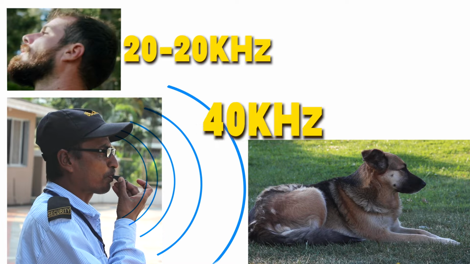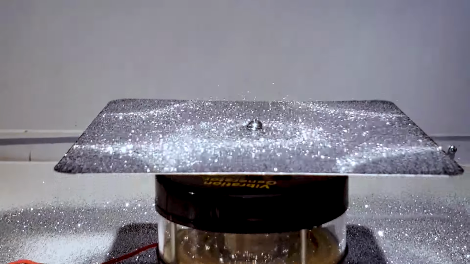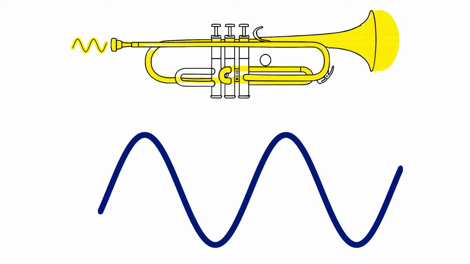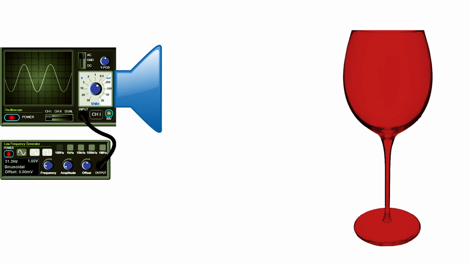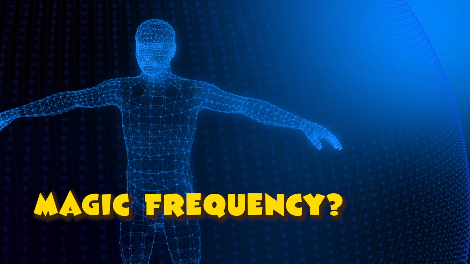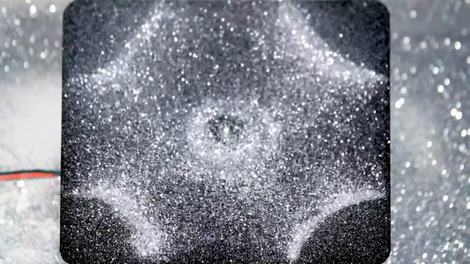We all know about sound, but what does it look like? In this video, we're going to see it in 1, 2, and 3 dimensions. And we'll discover that sound can move objects, strings, glasses, tuning forks, and yes, even you. Do we have a magic frequency? We'll find out. But first, let's start with 2 dimensions.